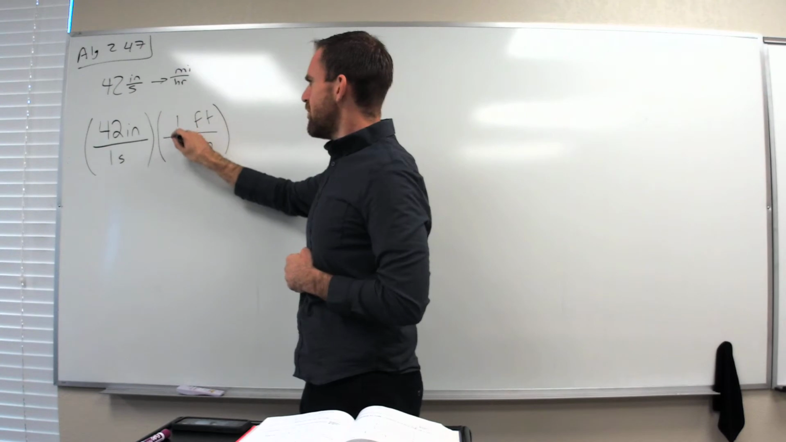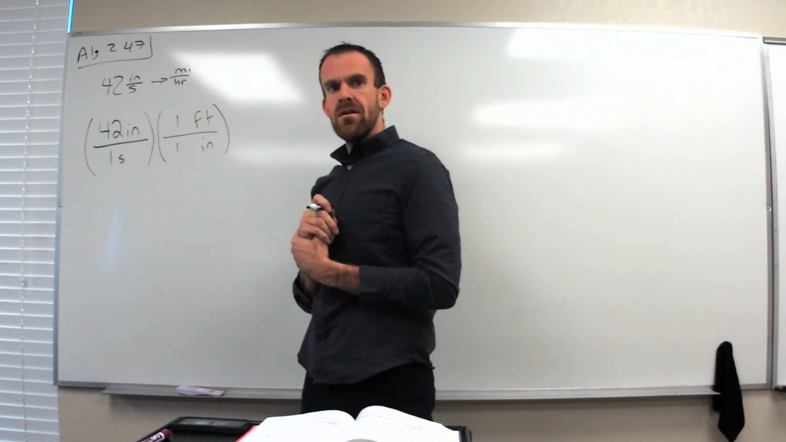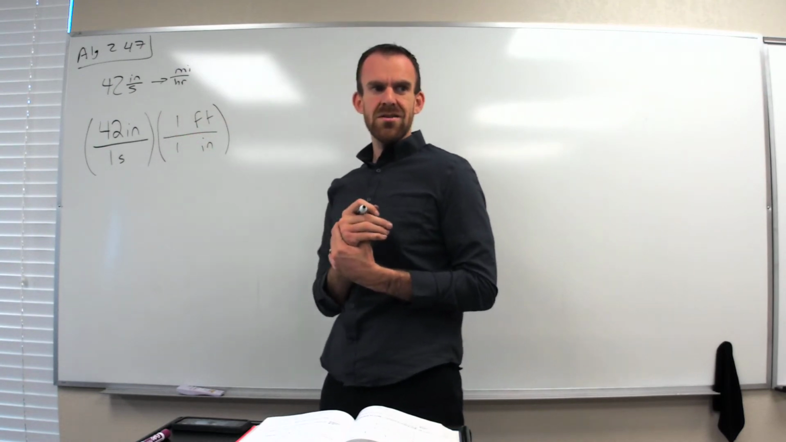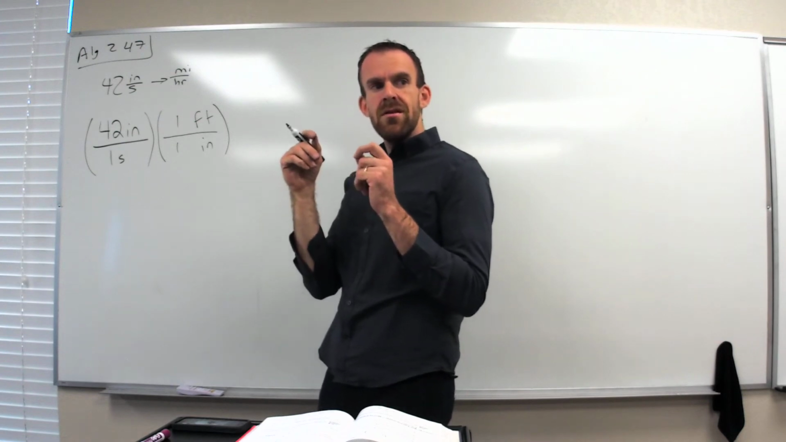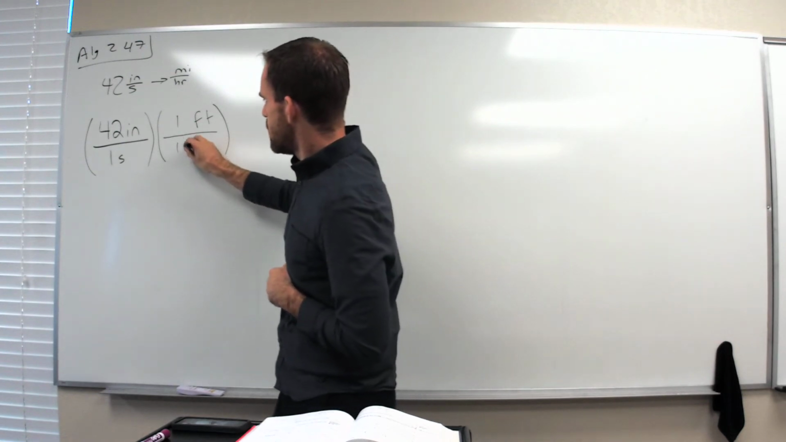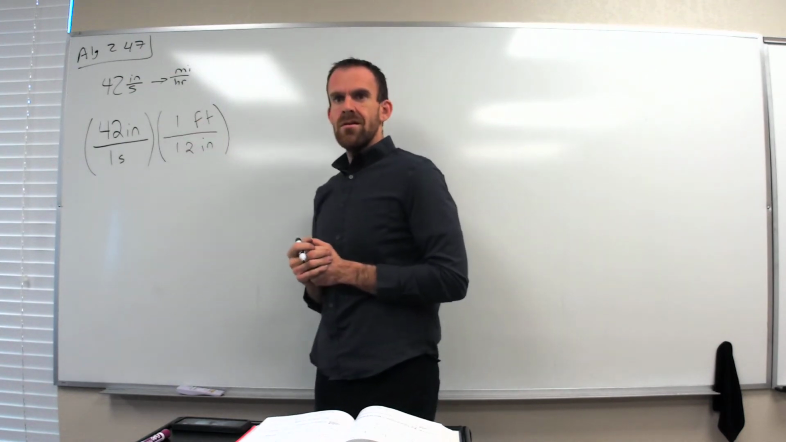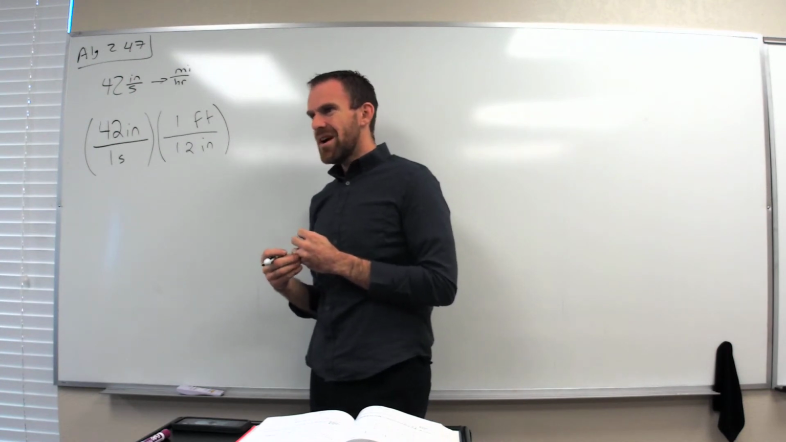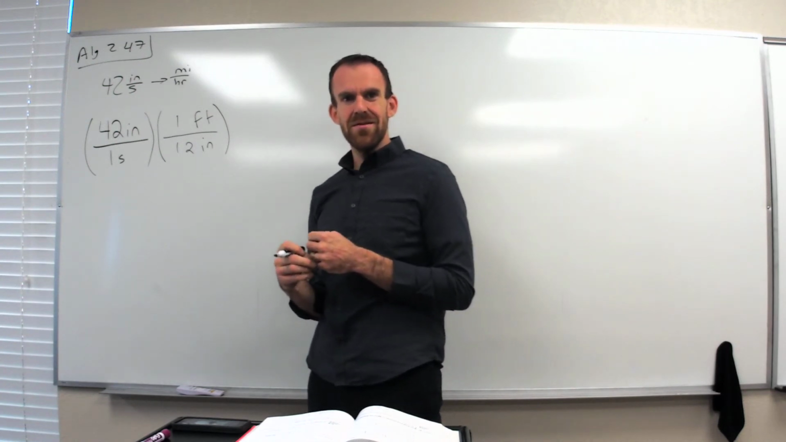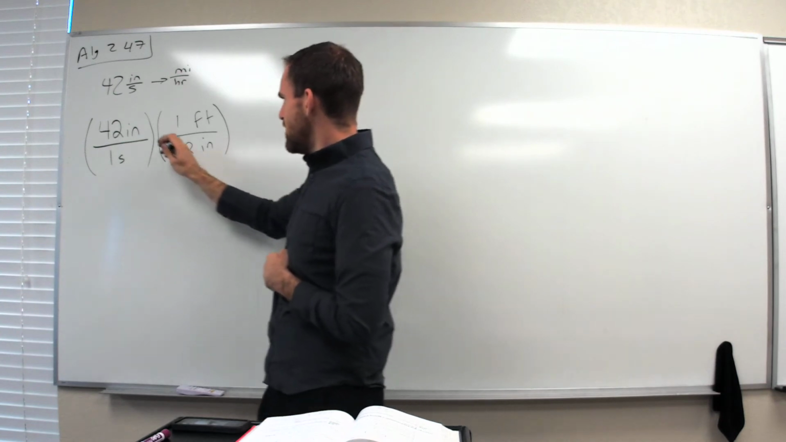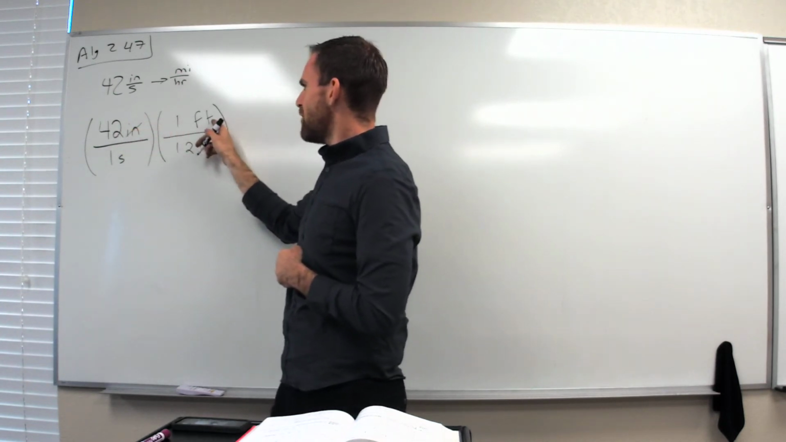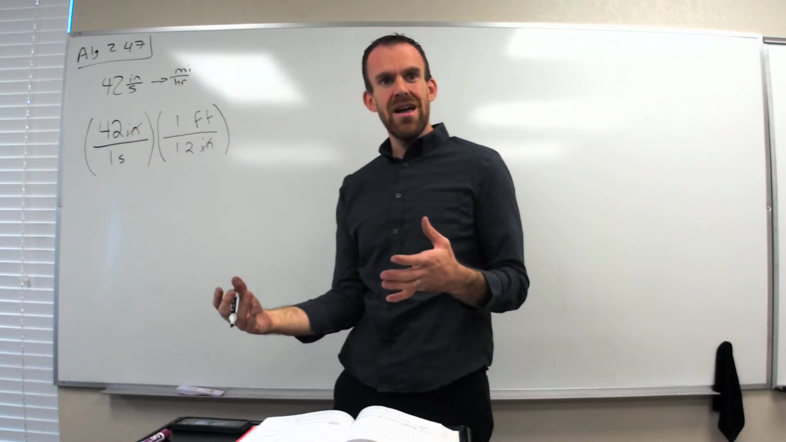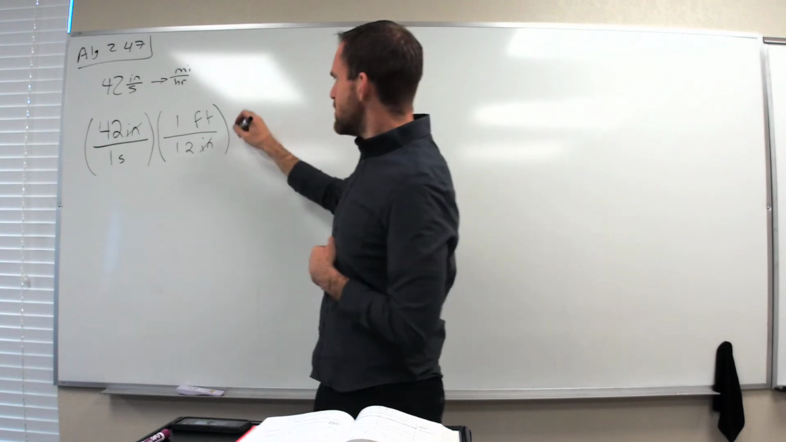Now, is it 1 foot per 1 inch? No. Is it 12 feet per 1 inch? No. It's 12 inches per 1 foot. Yes. Okay, don't make things up. You got this, okay? 12 inches in a foot. You know that. So the inches cancel. Now I have feet per second. Is that where I wanted to end up? No. So I must keep going.